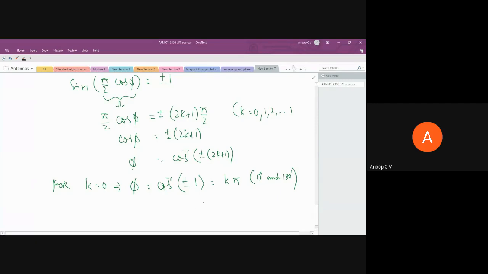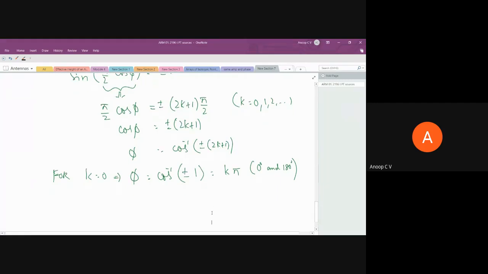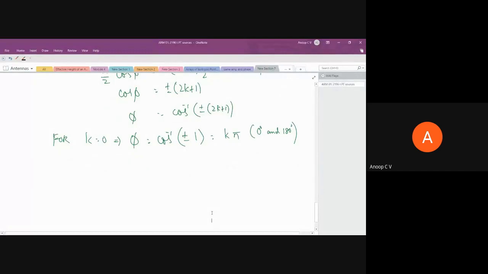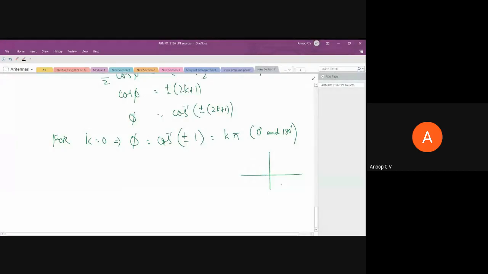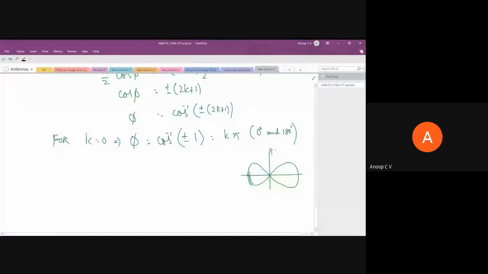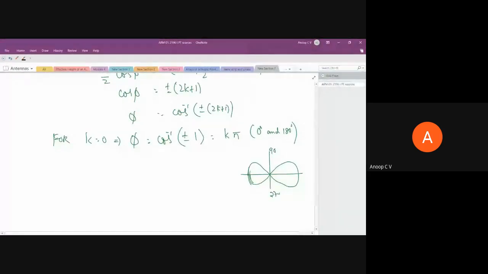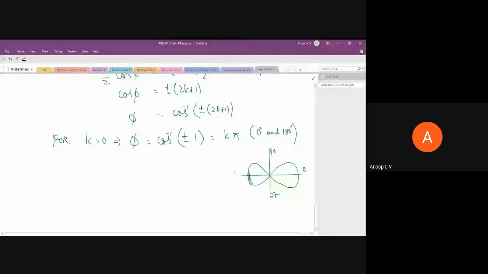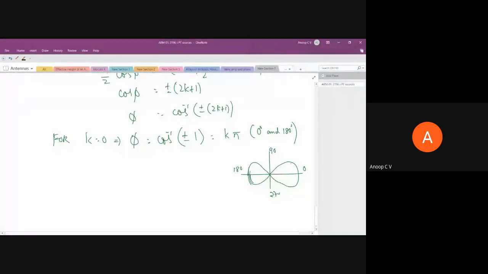In the previous case, can you tell me in which direction we had maxima? It was along the broad side of the array, which was along phi equal to 90 degrees. This time we will get a pattern like this. Maxima will be like this, and minima should be along 90 and 270. Maxima will be along 0 and 180, and we have to find out the half power points.